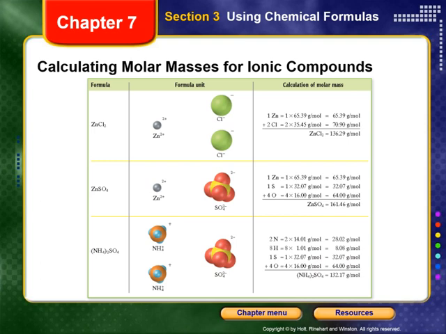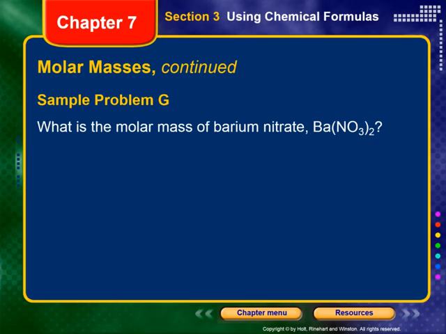The exact same steps are being shown here, calculating for 2 elements, then 3 elements, and then 4 elements. And you'll see that it's carried out the exact same way each time. But let's work through one very specifically. What is the molar mass of barium nitrate?